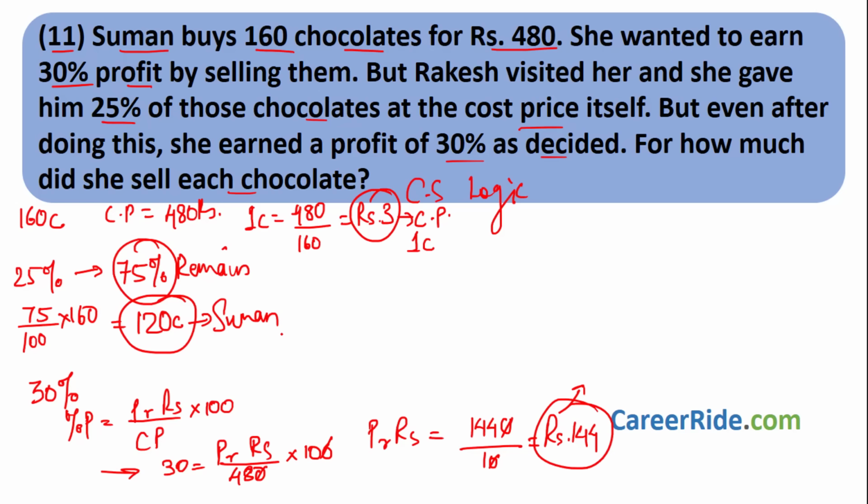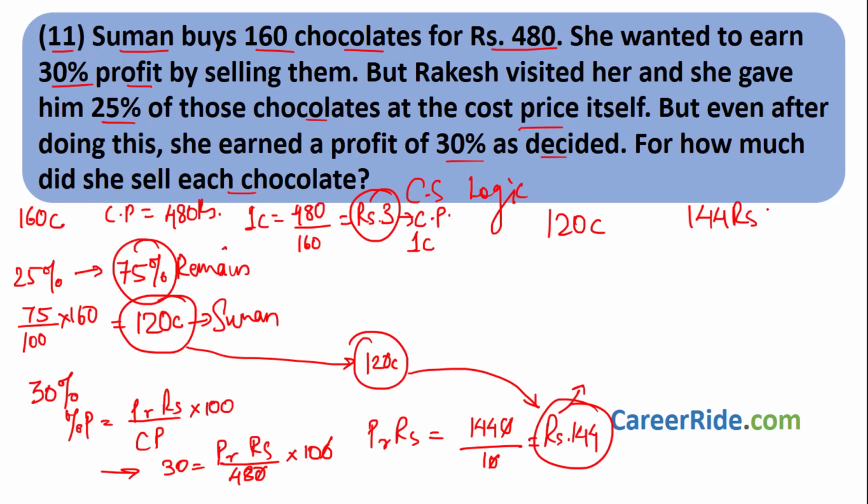But Rakesh took 25% of the chocolates at the cost price itself. So she is remaining with only 120 chocolates, and using these 120 chocolates, she has to earn 144 rupees as profit. So from one chocolate, how much profit should she get? Simply cross multiply. What do we get? We get 144 divided by 120, right?